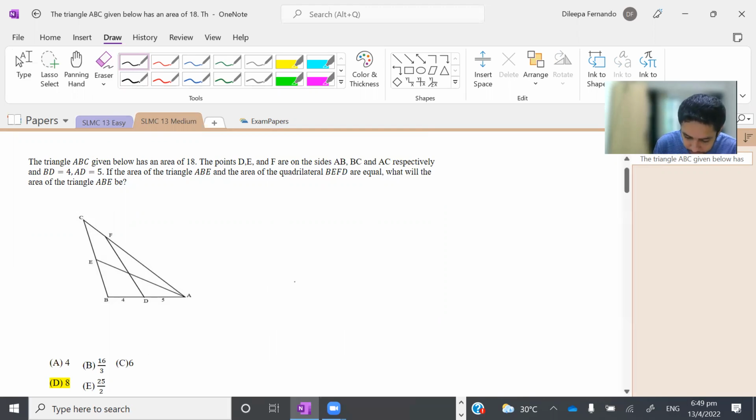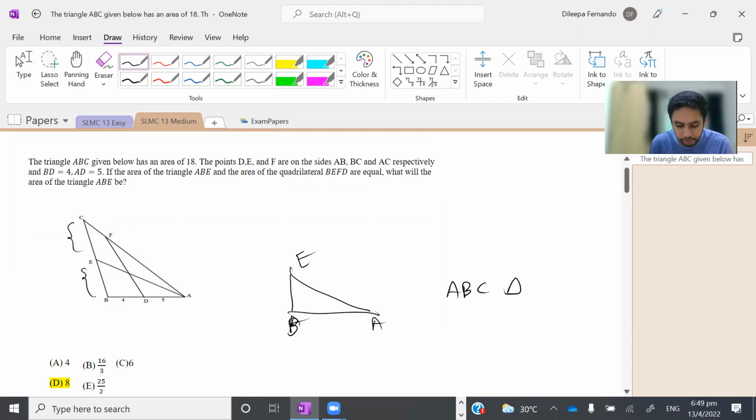So we need to find the area of ABE. We also know the area of the triangle ABC, and if that is ABE, what do we need to find? One way is to find this ratio. If we find the ratio between CE and EB, the area of ABE can be easily found.